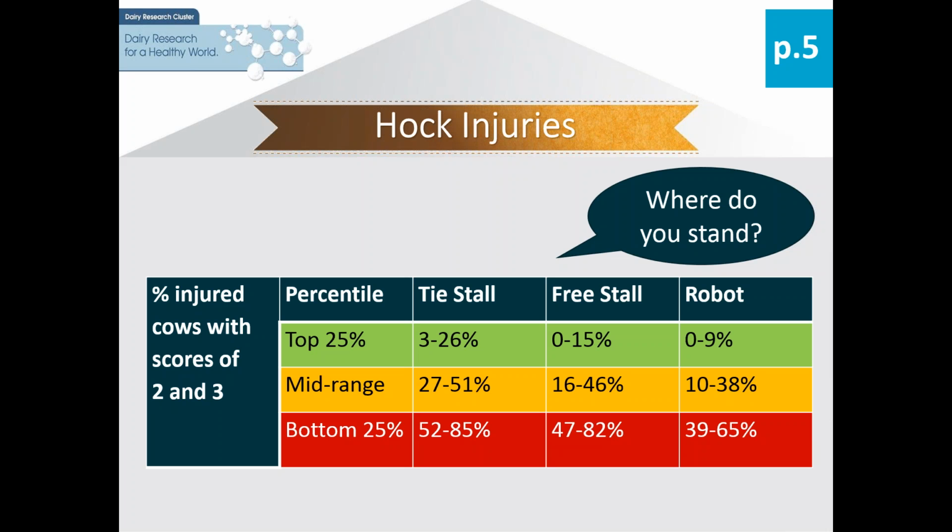We have a question from the audience. The question that just came over was, do these numbers represent all hock injuries or just scores 2 and 3? As you can see here on the screen, these represent any cows with an injury score of 2 or 3.